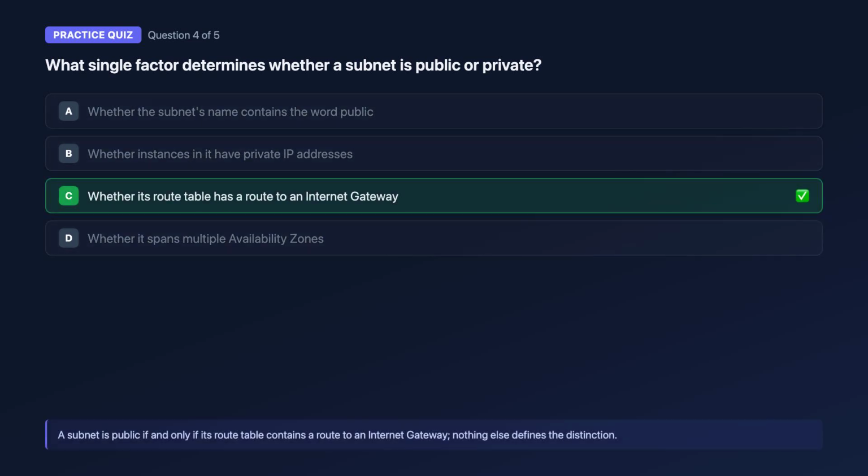It has to be C, and here's why. A subnet is public for exactly one reason. Its route table has a route to an internet gateway. The name is just a label. Every instance has a private IP regardless, and a subnet always lives in a single availability zone, never multiple. That one route is the whole distinction.